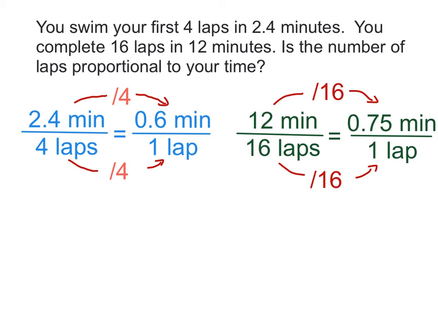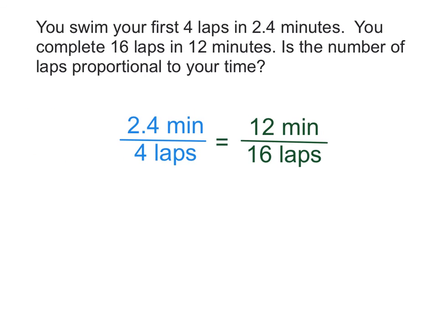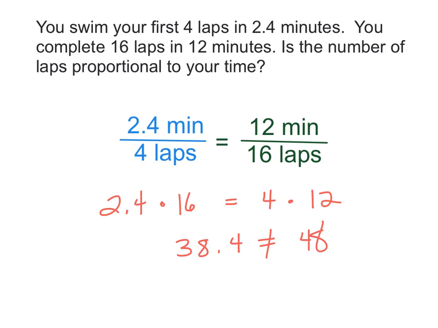Now let's take a look at the same problem using cross products property to solve for it. Notice for this one we have the minutes both in the numerator and the laps both in the denominator. At this point we just cross multiply, and just like our previous setup, this one doesn't work either, so these two ratios are not in proportion.